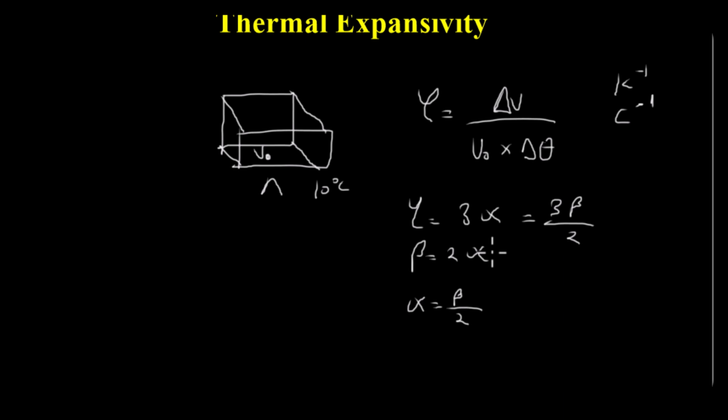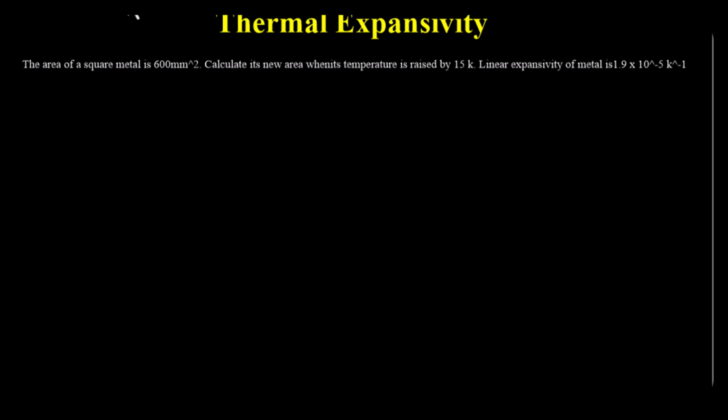Now let's solve more questions concerning this and see how we apply all these things to solving questions underneath expansivity. All right, so for our question, we're told that the area of a square metal is 600 millimeters squared. We have to calculate its new area when its temperature is raised by 15 Kelvin, and the linear expansivity of the metal is 1.9 times 10 to the power of minus 5 per Kelvin.